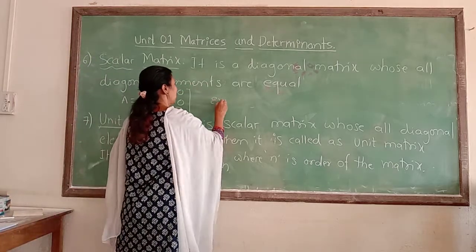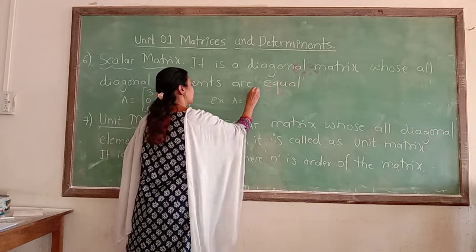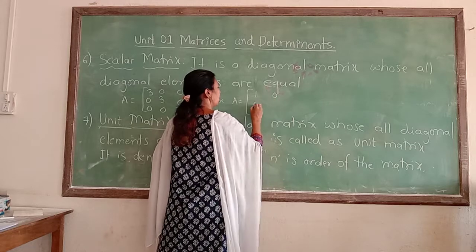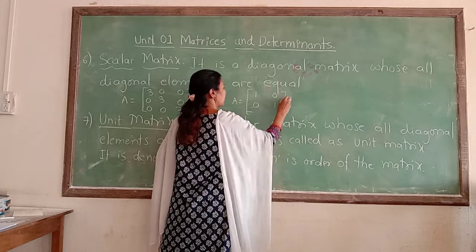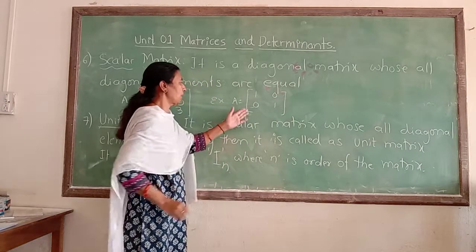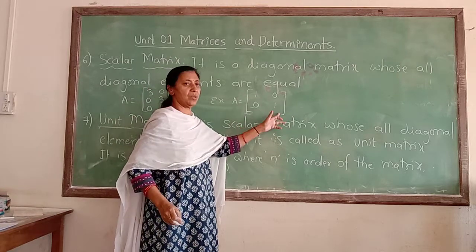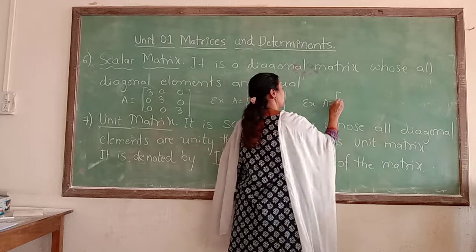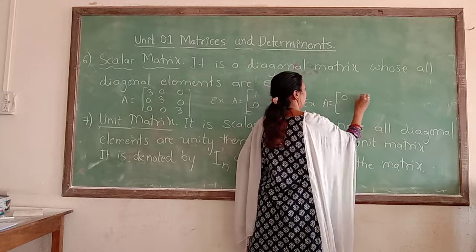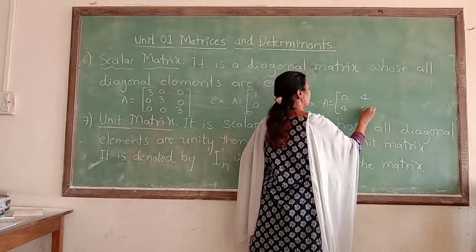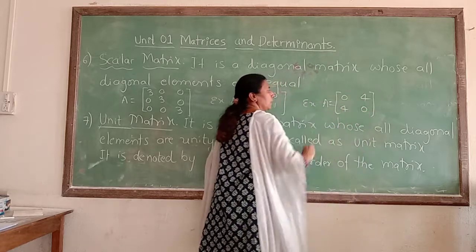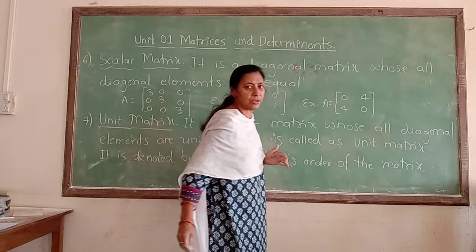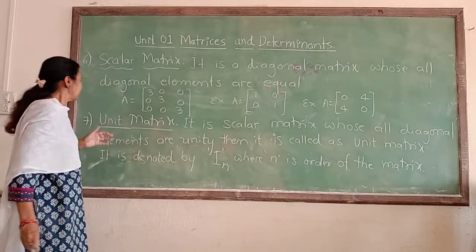Another example: A is equal to [1, 0; 0, 1]. Then it is also a scalar matrix, since the diagonal elements are the same here. Another example: [4, 0; 0, 4]. This is also a scalar matrix. The diagonal elements are the same here, 4 and 4. So this is a scalar matrix.